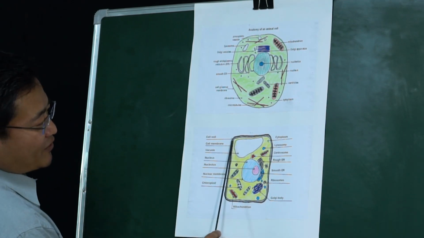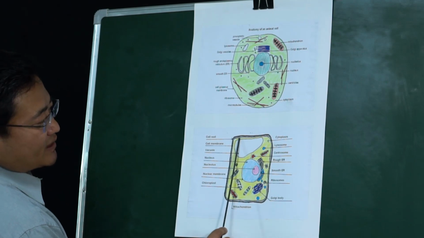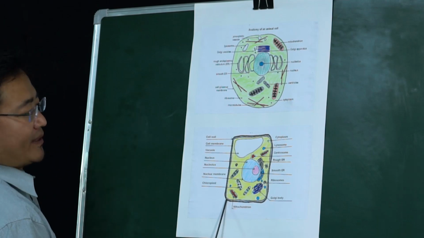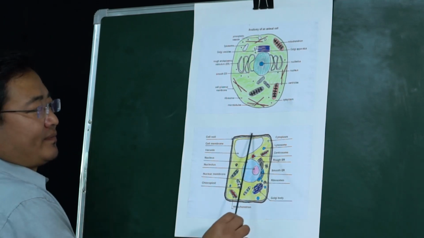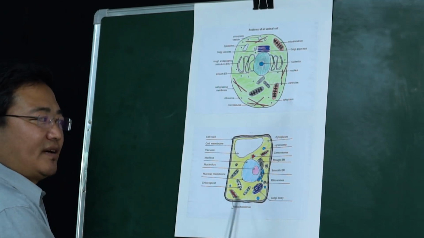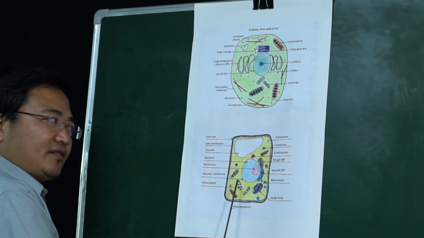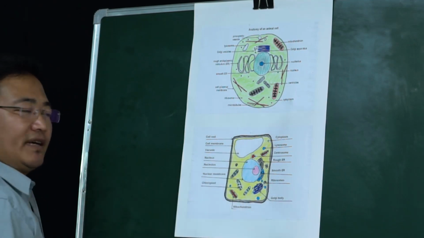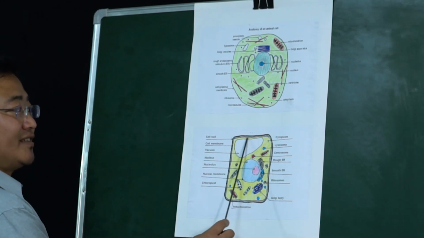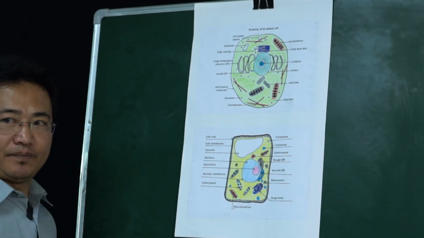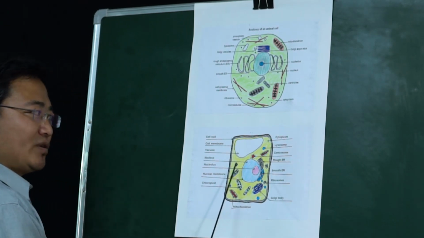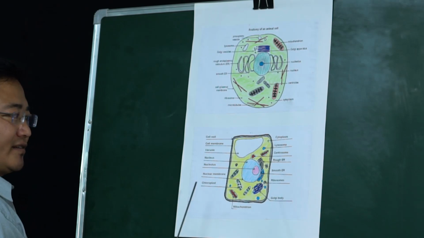And then after the cell wall, we come across the plasma membrane. And then we enter the cytoplasm. This is cytoplasm. And it's quite similar to the animal cell. There is no difference except that in plant cell you will have a large vacuole, whereas in animals there will be small vacuoles and they will be scattered.